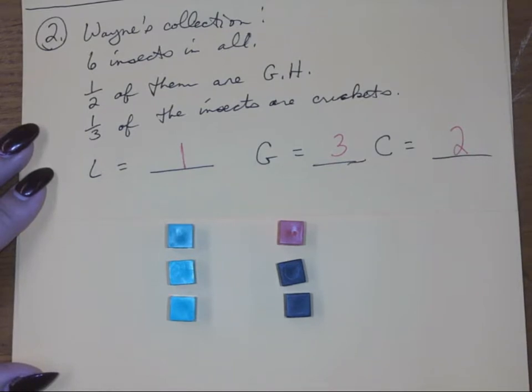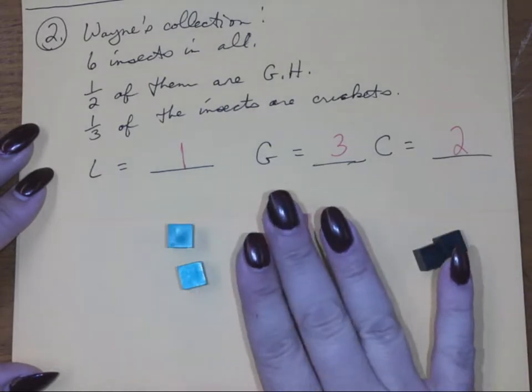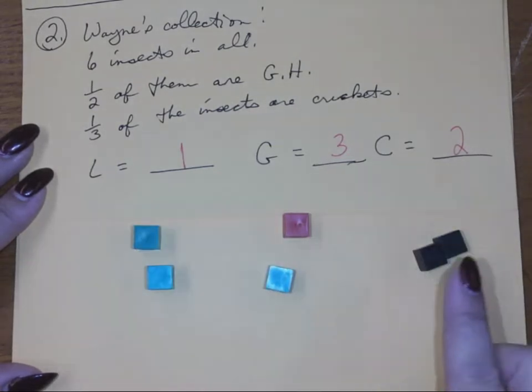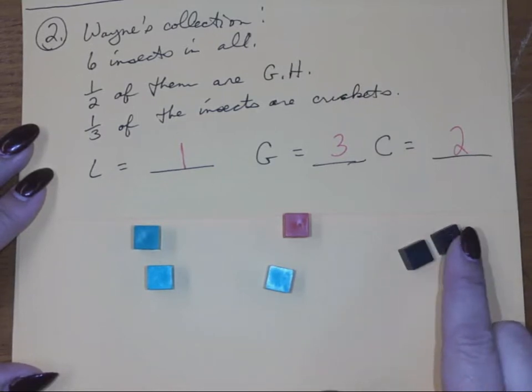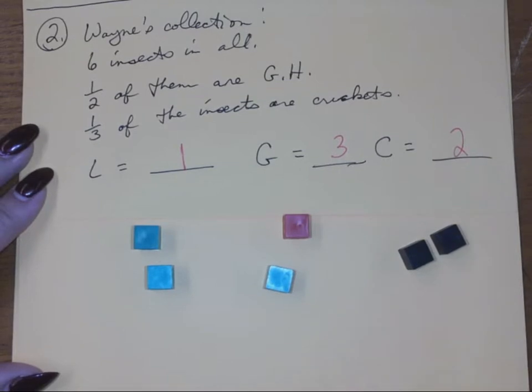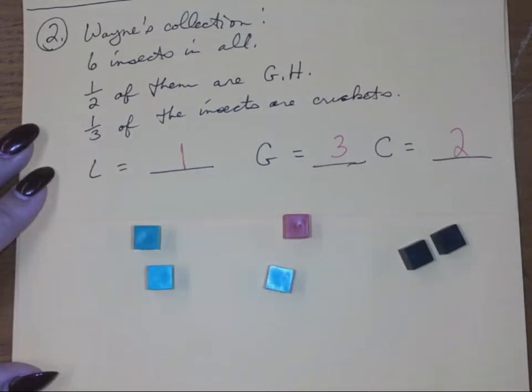And I can also see that if I split this into thirds, 1/3 of them, or 2 out of the 6, which reduces to 1/3, are the crickets. Okay, so I've met all of my conditions up there. I have 1 ladybug, got all my blanks filled in. I'm good. Hope that's okay with everybody.